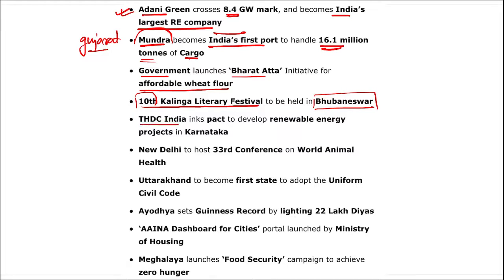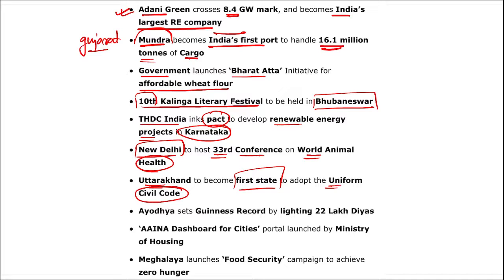Then THDC India has signed a pact to develop renewable energy projects in Karnataka. Then New Delhi will host 33rd conference on world animal health. Next is Uttarakhand. It will become the first state to adopt Uniform Civil Code, that is UCC. Then Ayodhya to set Guinness record by lighting 22 lakh diyas. Next is Aina dashboard for cities. This portal was launched by Ministry of Housing and Urban Affairs.